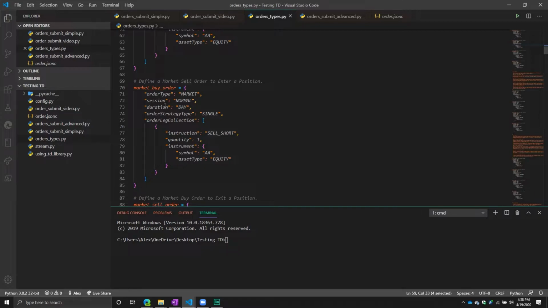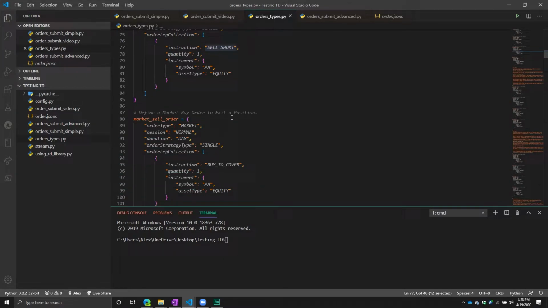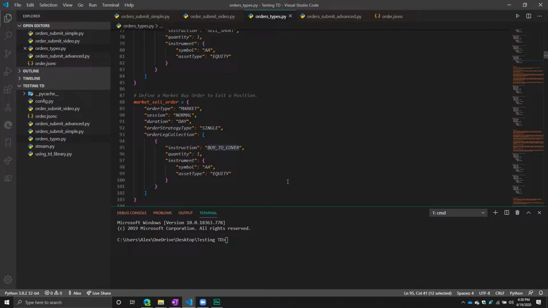Additionally, if we are doing a market sell order to enter a position, so that means we are going short, then again, the order is exactly the same. The only thing that changes about it is we are now selling short. Very important that you use sell short if you want to short a position. If we want to exit out of a short position, so using a market buy order to exit a position, well, guess what? The only thing that has changed, again, is the instruction. In this case, we are going to do a buy to cover. So we are going to cover our short position. Other than that, everything is exactly the same.